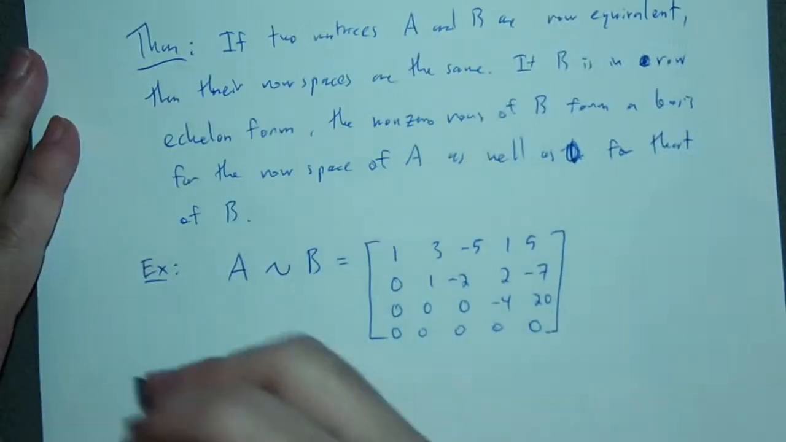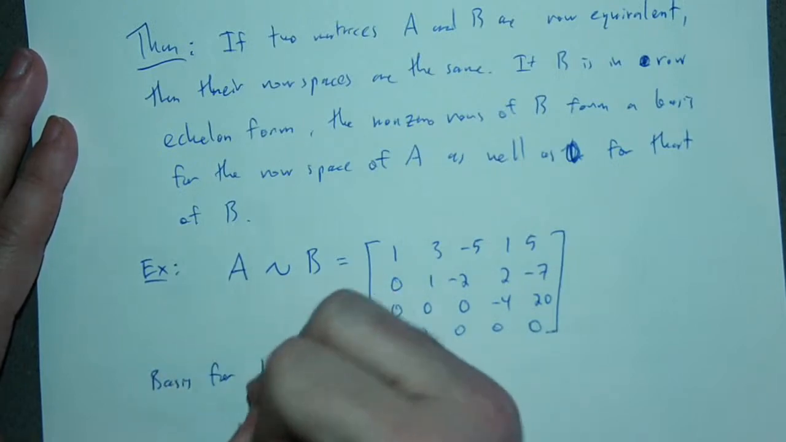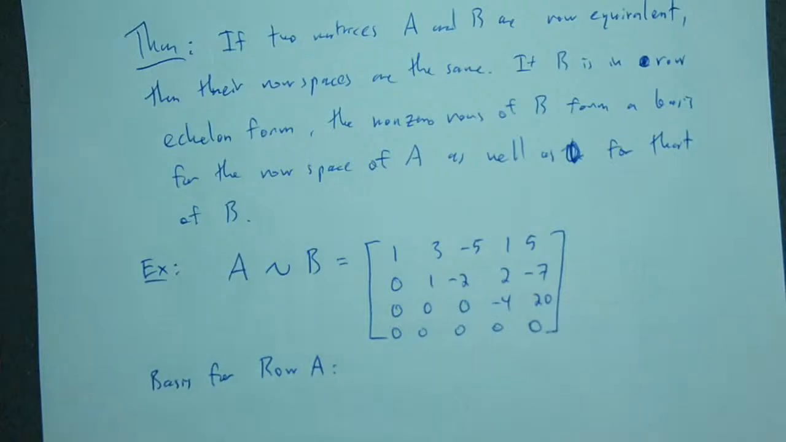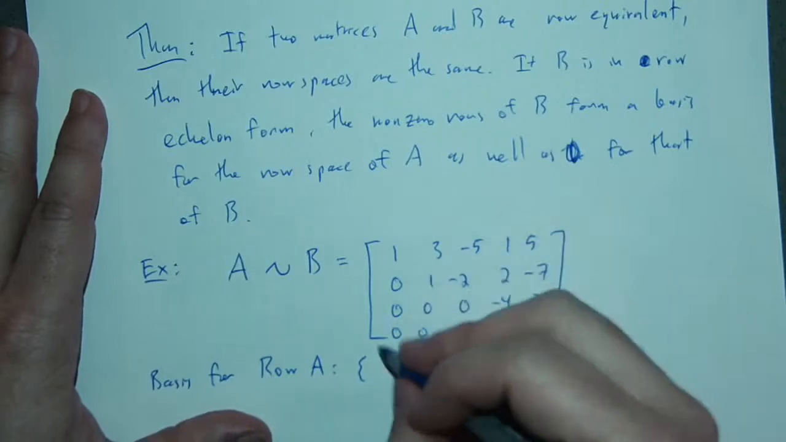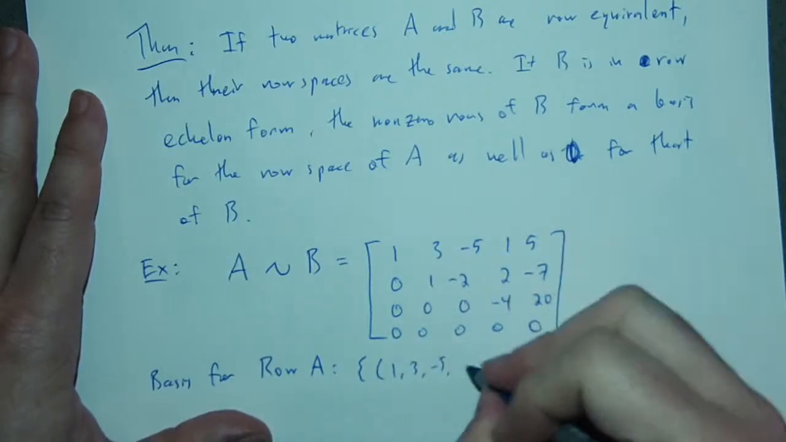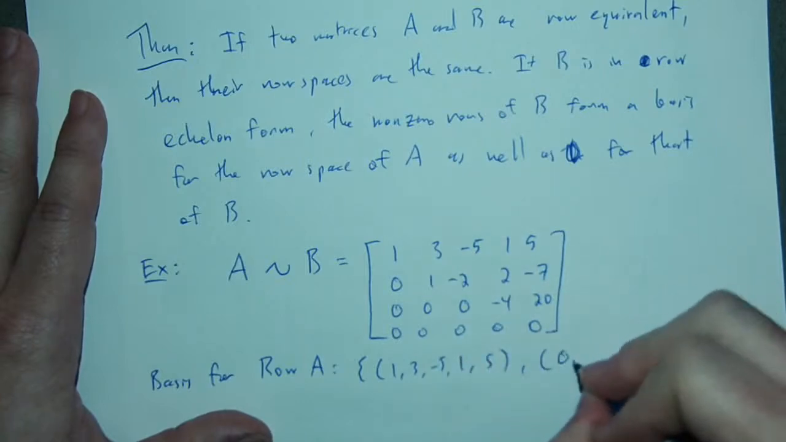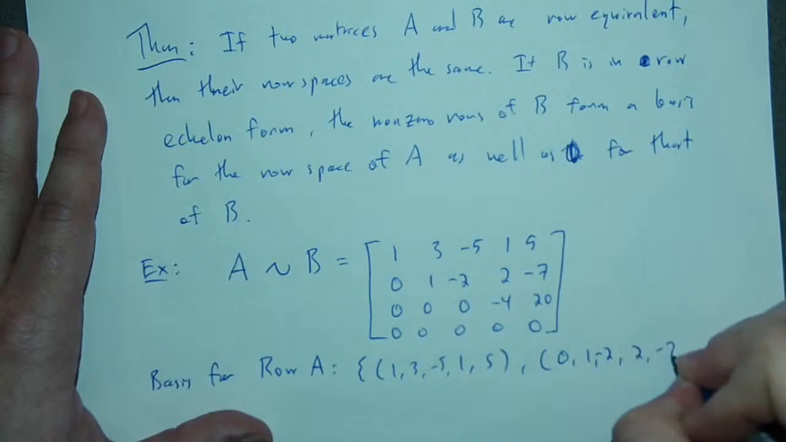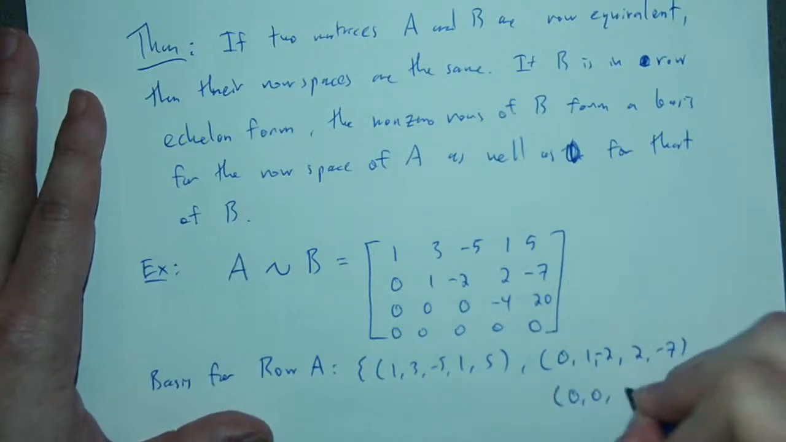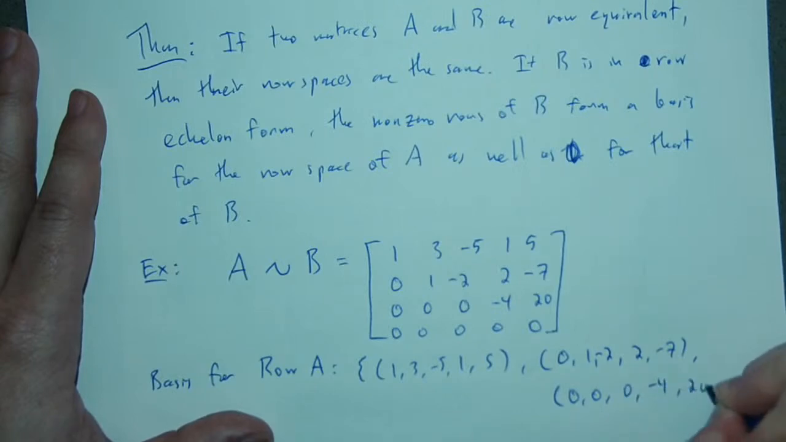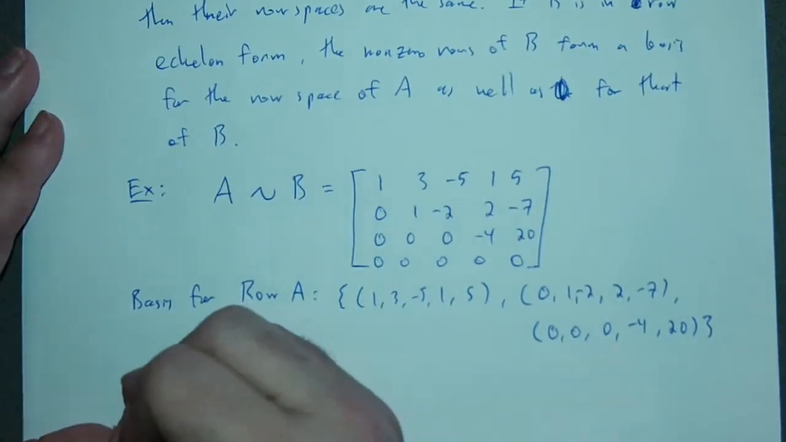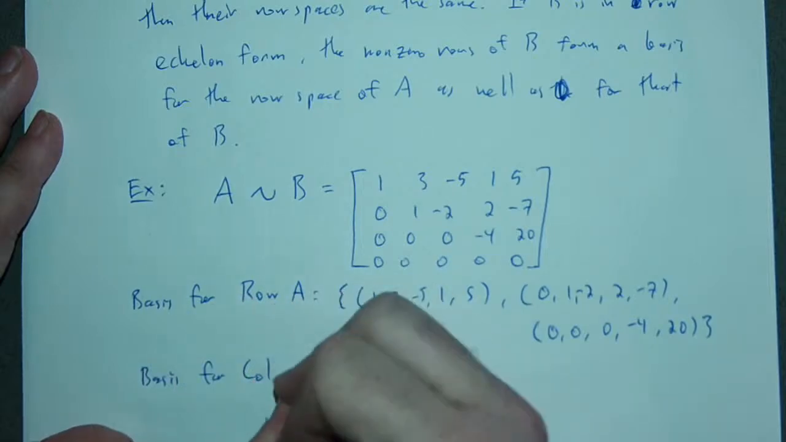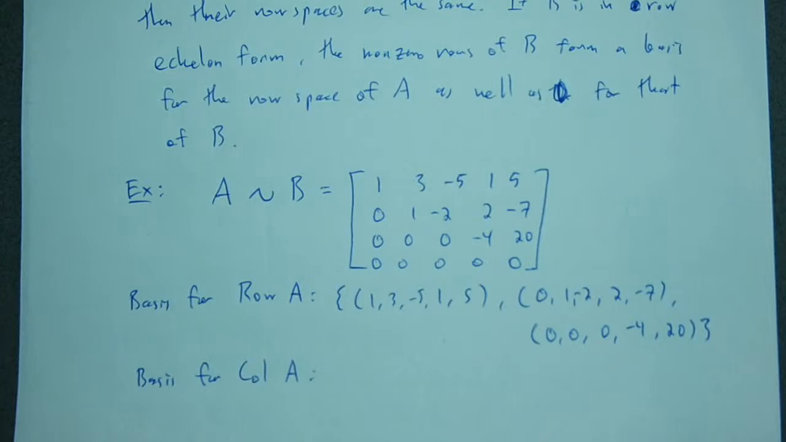Okay, so what's a basis for the row space of A? A basis for the row space of A is the non-zero rows: the vectors 1, 3, minus 5, 1, 5; 0, 1, minus 2, 2, minus 7; and one more, 0, 0, 0, minus 4, 20. So that's my basis for the row space of A. What's my basis for the column space?